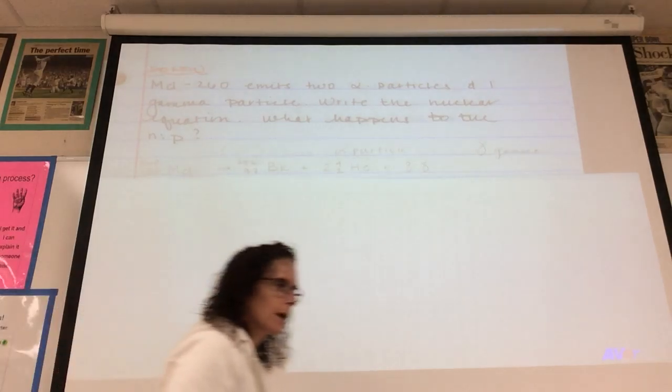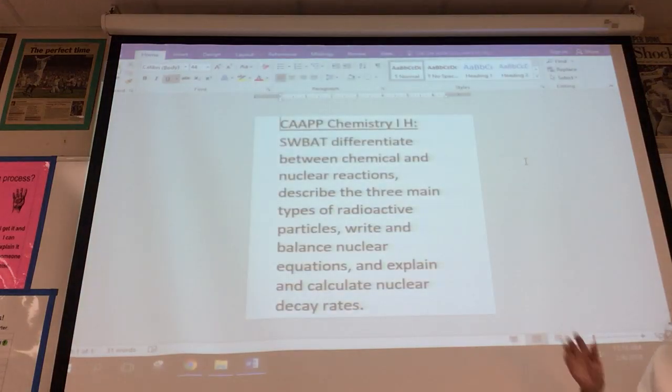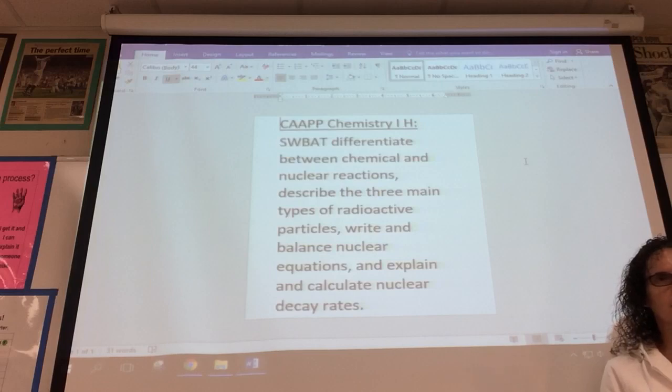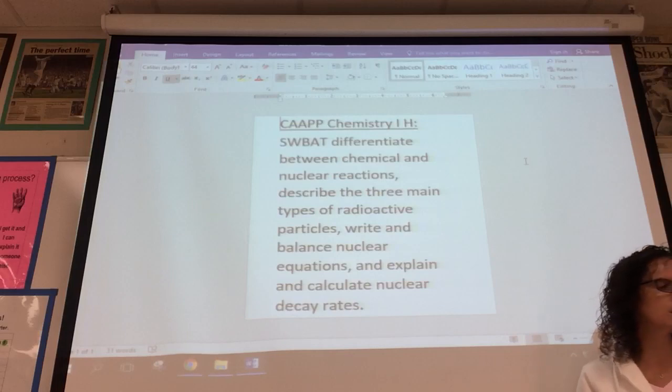What we're going to pick up with today, we'll continue with our learning goal. You want to be able to differentiate between chemical and nuclear reactions. We talked about that the other day. Remember, with chemical reactions, if you have an atom on the left side of the equation, it must be on the right side of the equation.